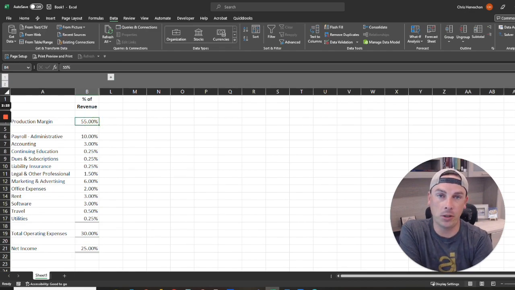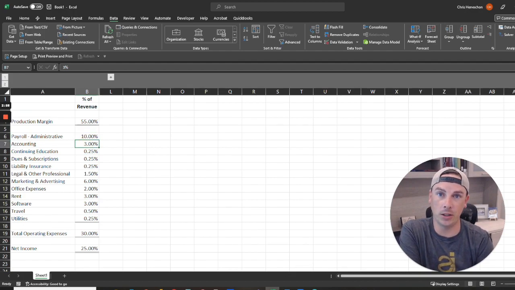We start with a production margin of 55%. So this is your revenue, so that's your 100% line, minus the production-related expenses. So these are going to be contractors, specific software, and employees who are production-related, okay? And their benefits. Don't forget their benefits and their taxes. Those count too. So production margin of 55%. The rest of our payroll goes to administrative-related payroll. So that could be roughly 10%. Okay, so that's the remaining portion of your payroll that is not focused on production-related activities.